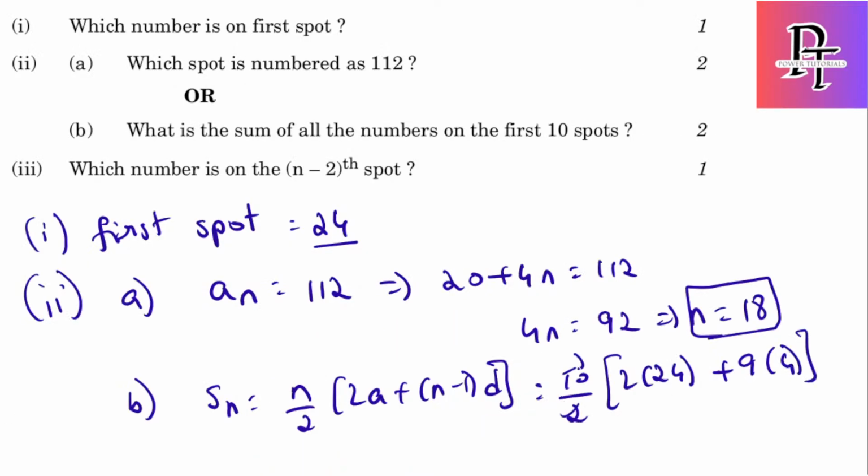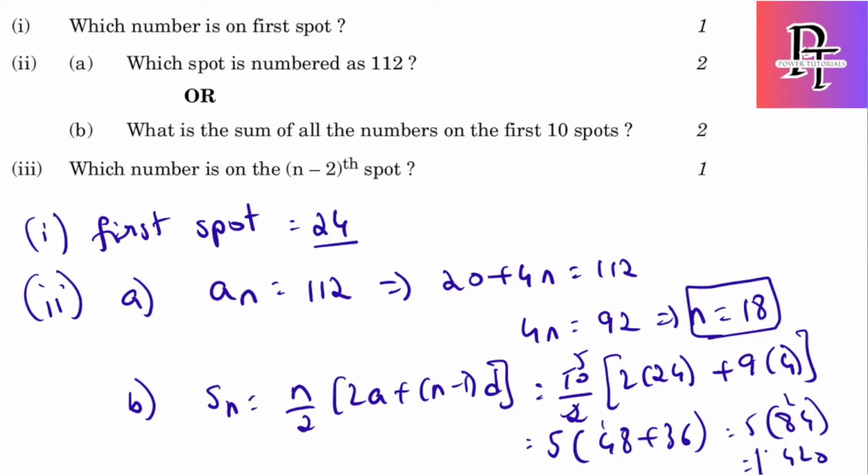2 1s are 2, 5 into 24 2s are 48, plus 9 4s are 36. So it is 5 into 84. So which is 5 4s are 20, 8 5s are 40, 420. So the final answer sum of numbers is 420. Okay, so let's see the next one.